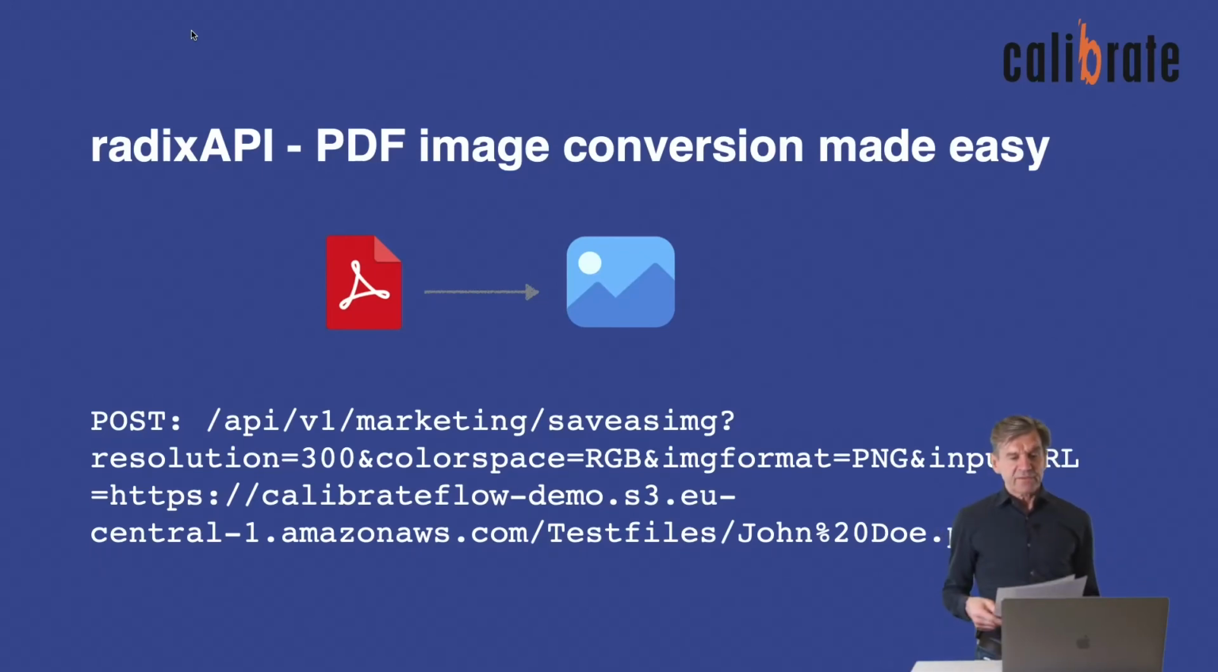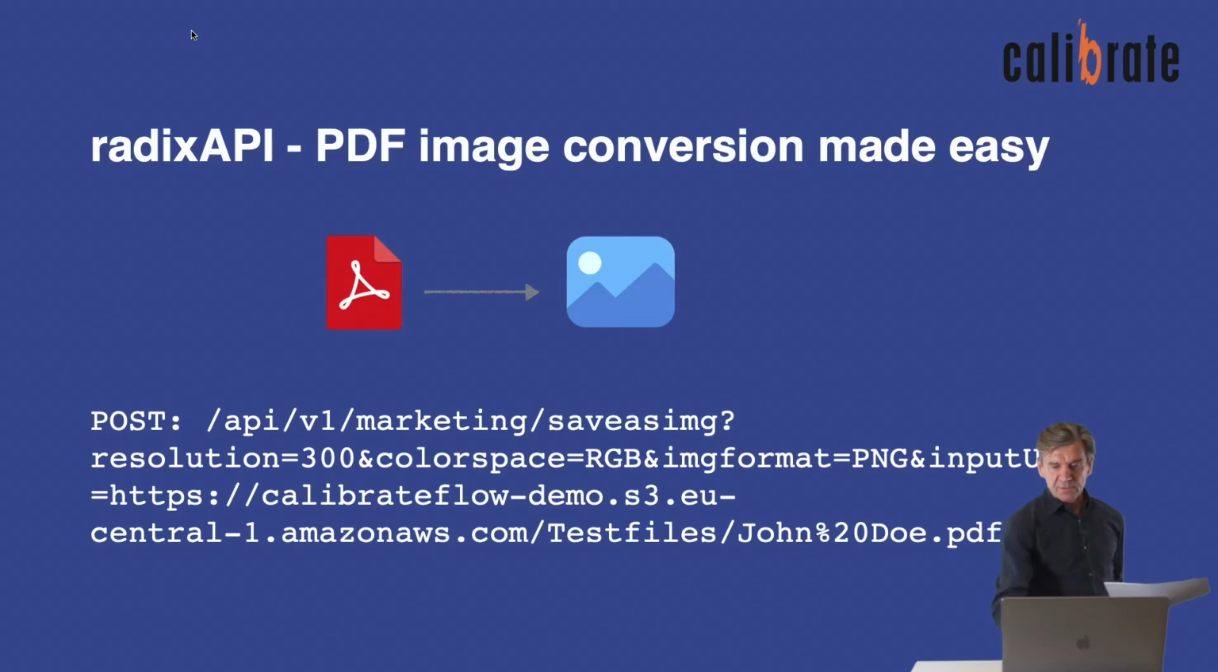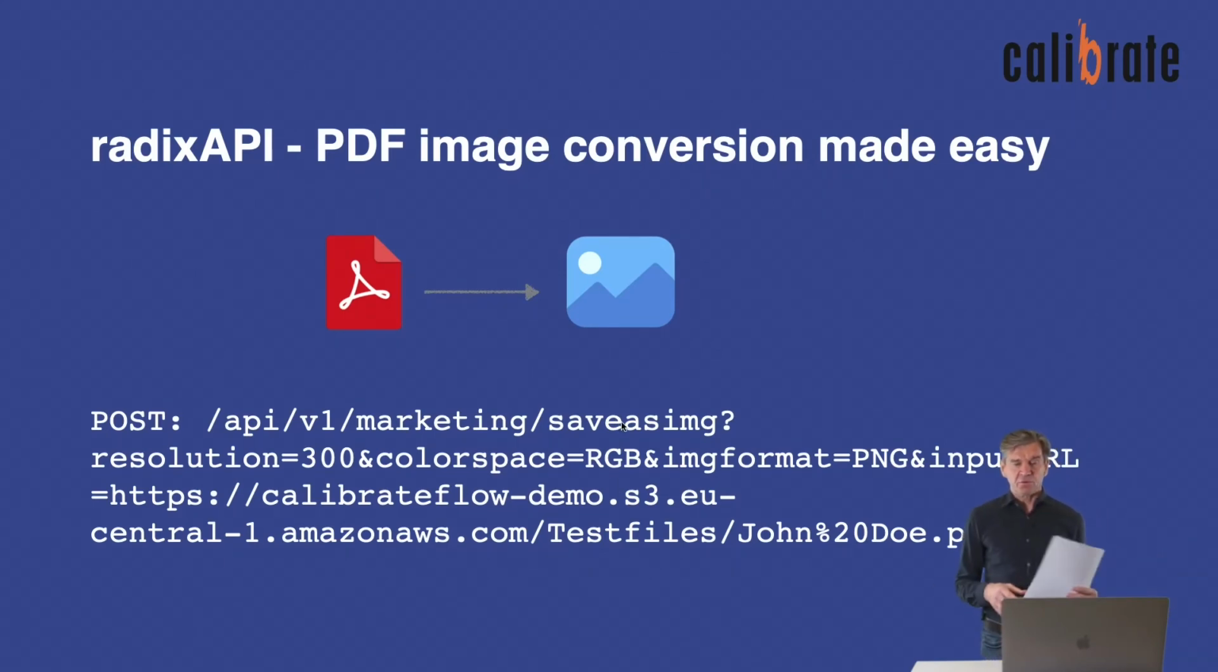So here we have an example for such a marketing call. Here save as image is called. So the PDF file is converted into an image, and you can specify resolution, color space, and so forth. And everything you can specify is, in this example, really just a URL parameter, so much easier to use and set up compared to a REST call.